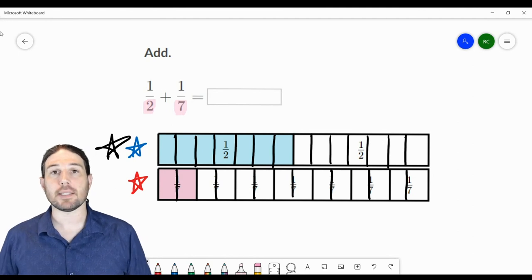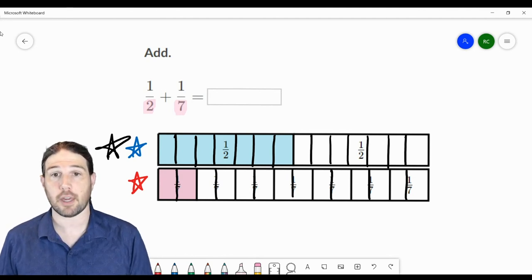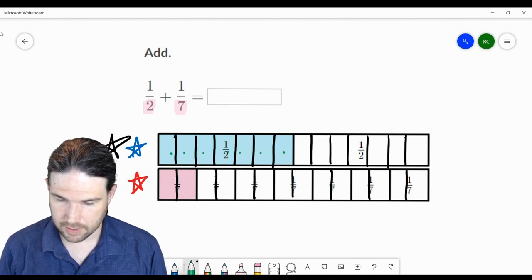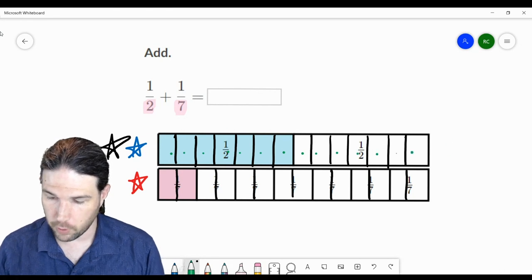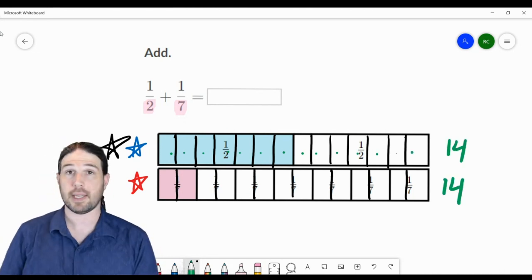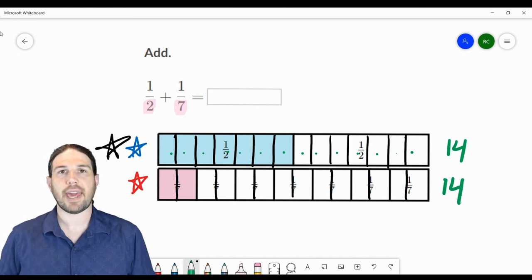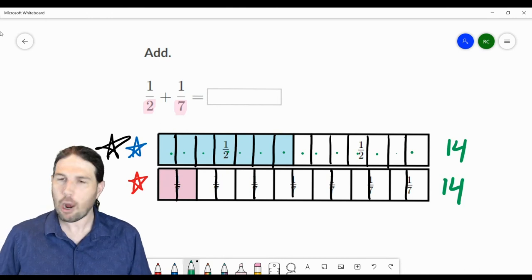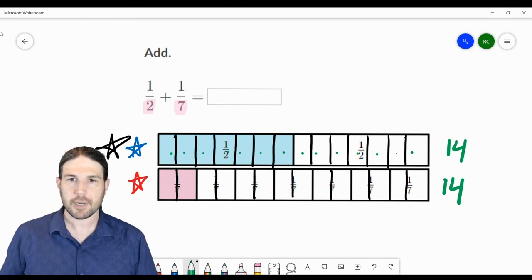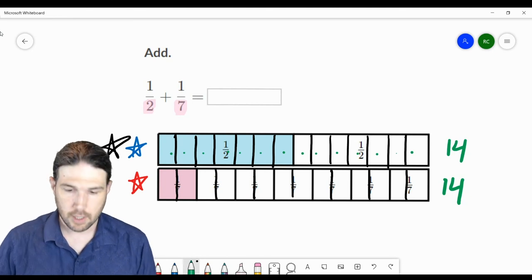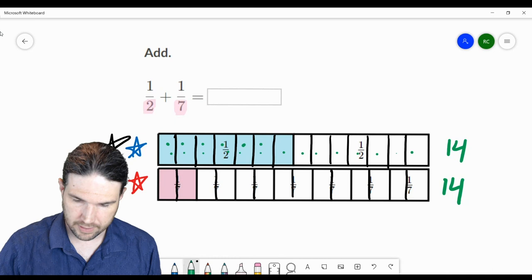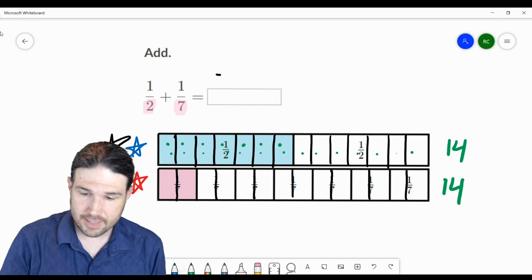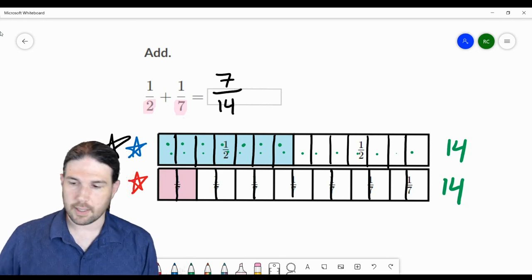Now, how many pieces do I have total for each cake? Well, let's see. 1, 2, 3, 4, 5, 6, 7, 8, 9, 10, 11, 12, 13, 14 pieces and 14 pieces. Now both cakes have the same size pieces, so we can talk about them. Well, how many pieces are there in that upper cake now that I've cut it into 14? Well, 1, 2, 3, 4, 5, 6, 7. So what I've really got here, instead of 1/2, is 7 over 14.